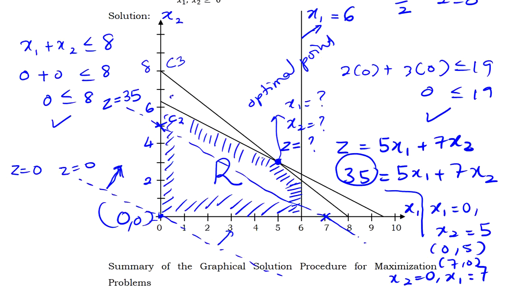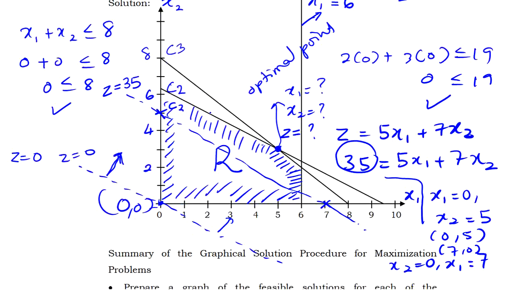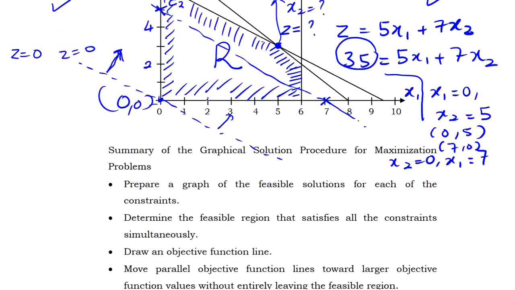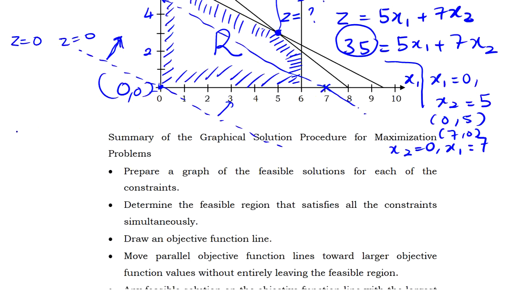This is constraint 2, right? Yes, constraint 2 and constraint 3. Okay, constraint 2: 2x1 plus 3x2 equals to 19. For constraint 3, x1 plus x2 equals to 8.